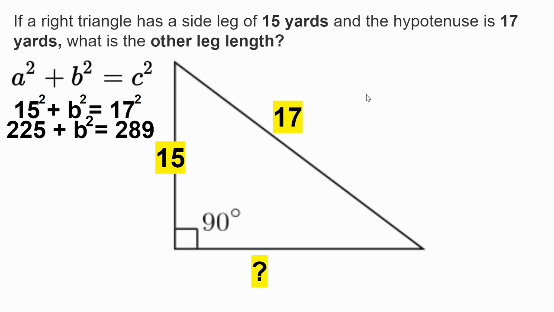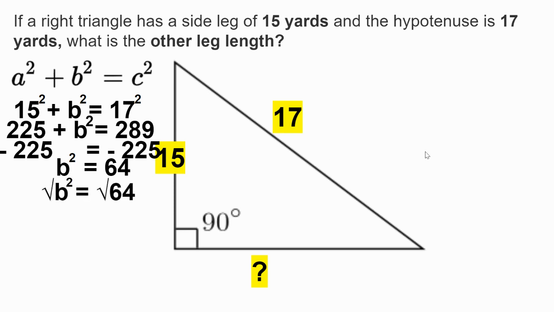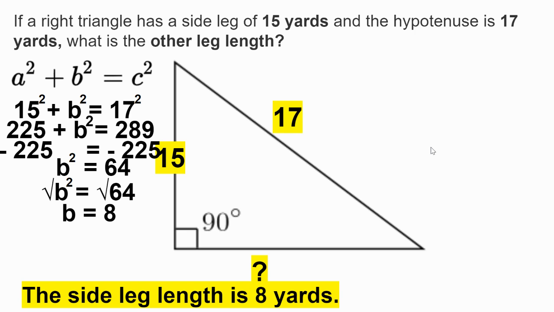And what did we do last time? In order to get the 225 on the other side, how can we get b by itself, or b squared rather? We just subtract. So we subtract 225 from both sides, and we are left with b squared equals 64. And now we have to get it to be b, not b squared. So we're going to do the square root, because the inverse operation of squaring is a square root. So we get b equals 8. The square root of 64 is 8. So our side leg length is 8 yards. Need one more to help you?